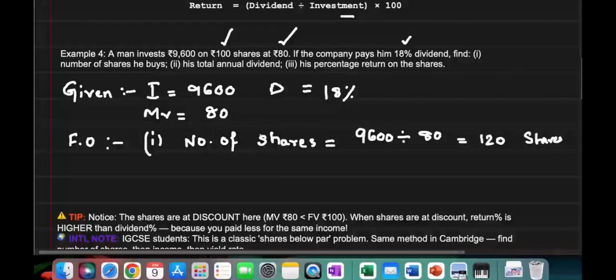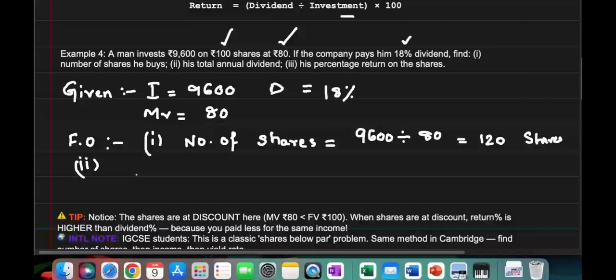Simple, right? So you have to be keen on these wordings. What is market value? What is face value? You should know. Otherwise, if you divide by 100, you will get 96 shares, which will be wrong, right? So we are purchasing at the market value. Market value most of the times will be more than the face value. In this case, we are getting it at a discount, but in most cases we get it at a premium. So remember this point.